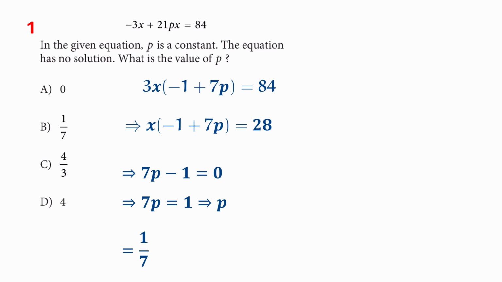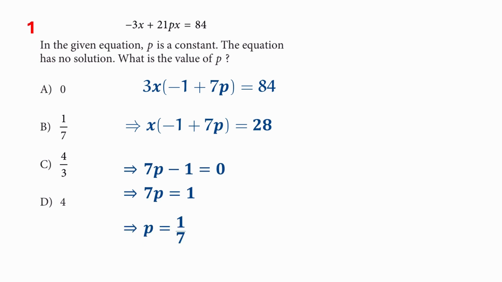So, p equals 1/7. For example, if it's 2, we get 2x equals 28, then x equals 14 and we have a solution, so it must be 0.